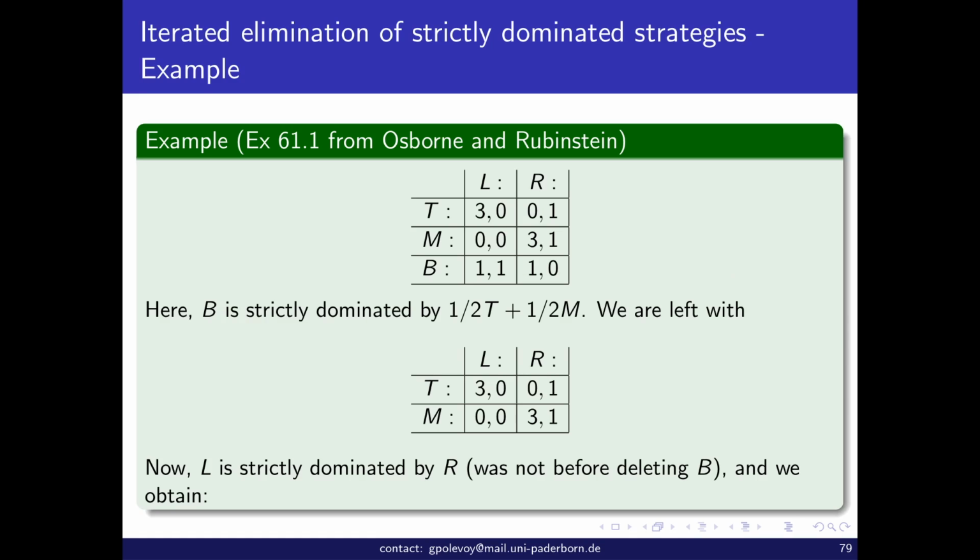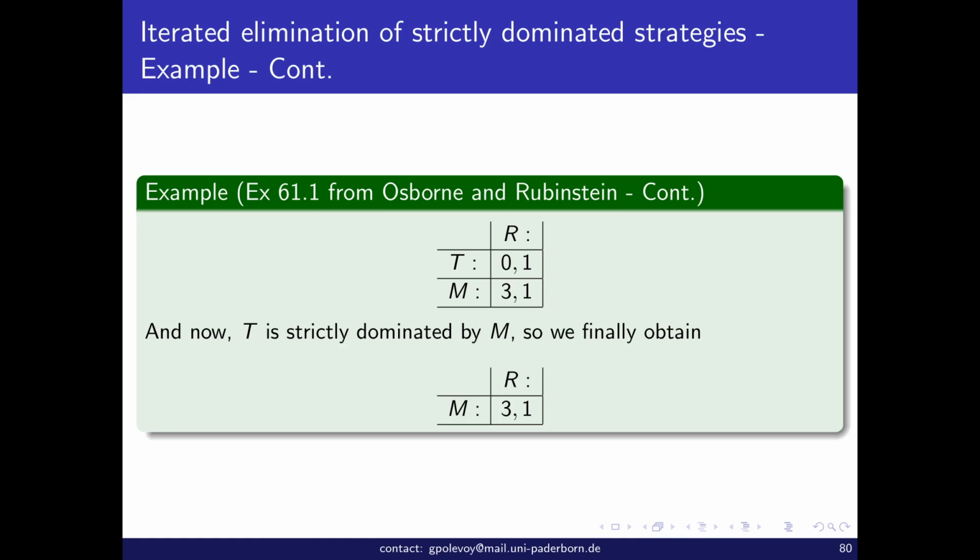So here, the bottom strategy of player 1, the row player, is strictly dominated by half of top and half of middle. And deleting that, we get a new matrix here. Here, L, of player 2, the column player, is strictly dominated by R. Pay attention, it's strictly dominated by R now. It was not strictly dominated before we deleted B. Anyway, we may delete that. We are just executing the deletion of strictly dominated strategies.